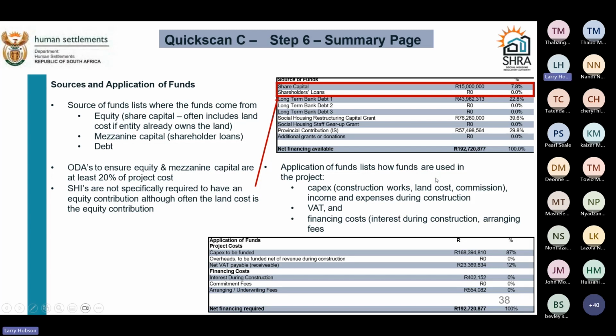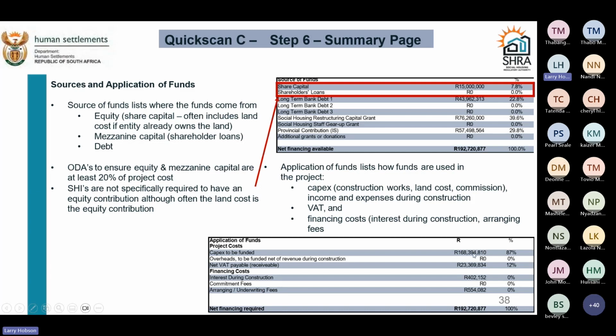So then the one side of it is the source of funds. That shows your equity, your shareholders' loans, your bank debt, your restructuring capital grant. It shows your provincial contribution. If you've got a project staff gear up grant, you might show that there. Any other grants or donations would be shown there and that gives you your financing total available. But then you apply those funds to make payments for your capital expenditure.